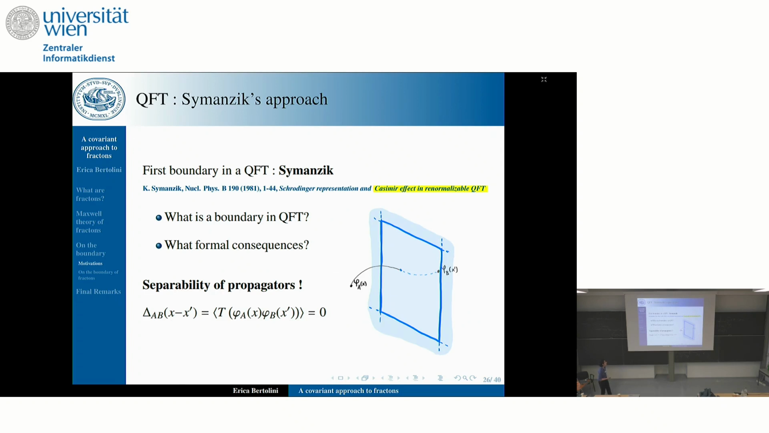In the context of quantum field theory, the first approach to a boundary in QFT was done by Symanzik in a more formal context. And the idea was to understand what a boundary is in the QFT and what the consequences are. In that case, the boundary was a surface that separated the space into two parts. So it was a two-sided boundary. And the consequence was the separability of the propagators, meaning that propagators must be zero for points lying on opposite sides of the boundary.